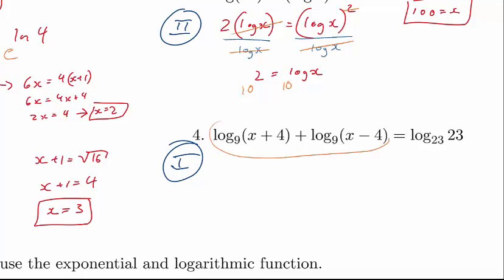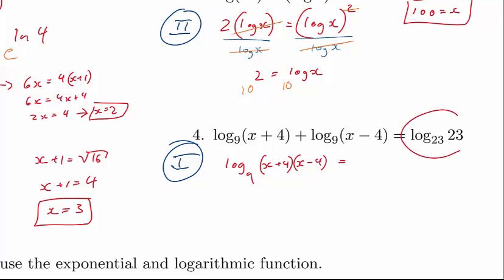So we're going to combine these two. This is addition, and it's going to become multiplication. So we get log base 9 of x plus 4 times x minus 4. Okay?